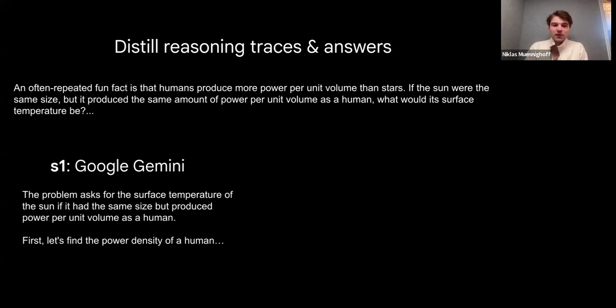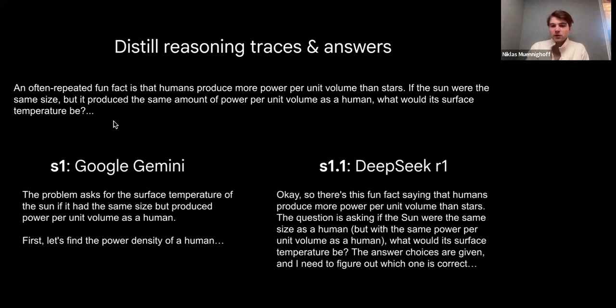So for example, we feed all of these 1,000 questions to Google Gemini and get thinking traces from it, and then also from DeepSeek R1. And they give us very long reasoning traces. So here, for example, we have a problem where an often repeated fun fact is that humans produce more power per unit volume than stars. And so there's some reasoning question. It then goes, what would its surface temperature be if they produce the same amount of power per unit? And then S1, the Gemini data goes to that problem, and then the DeepSeek R1 also tries to solve that problem, and we get a very long reasoning trace from each one.